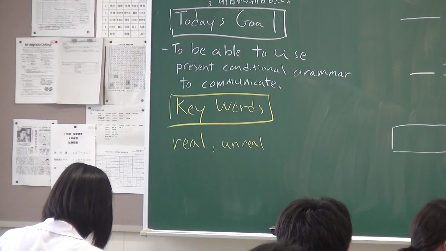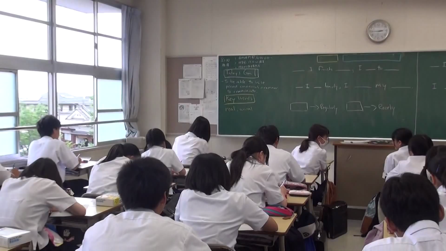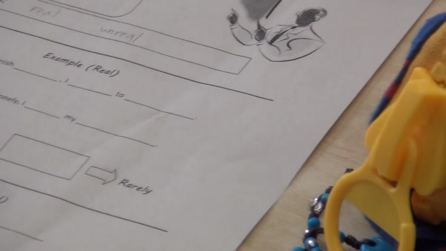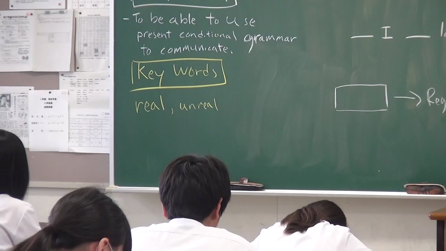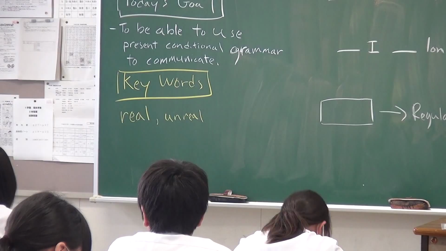Some of you already have. Very good. Everyone else, please write down today's goal. So again, to be able to communicate, to be able to use present conditional grammar to communicate, oh, a little bit got erased.